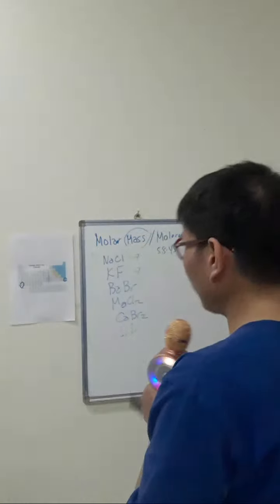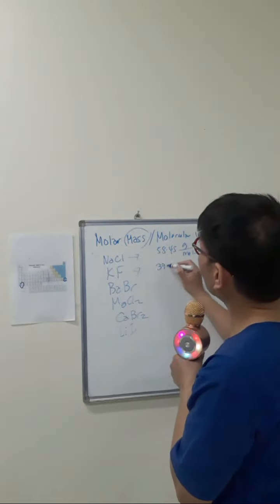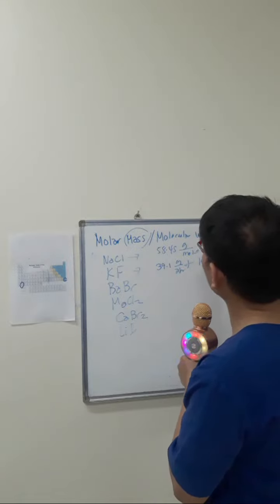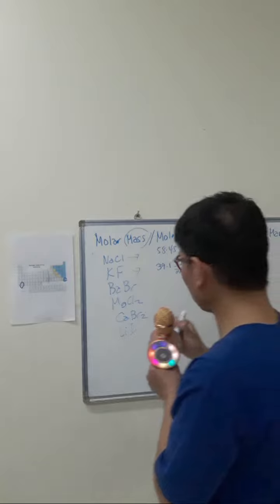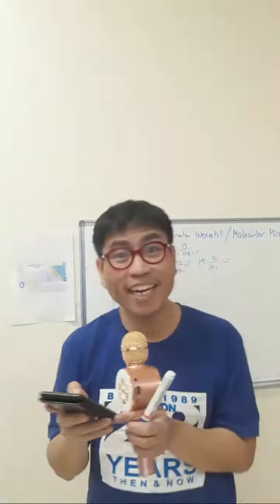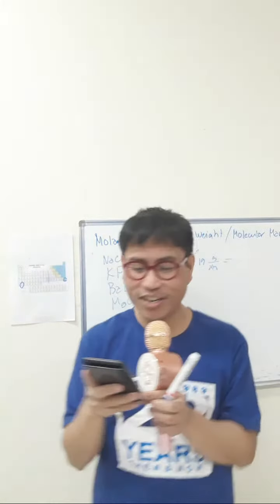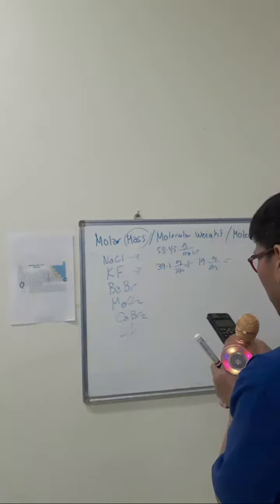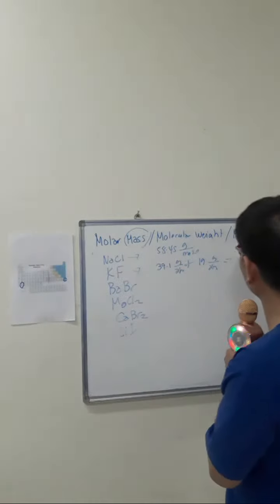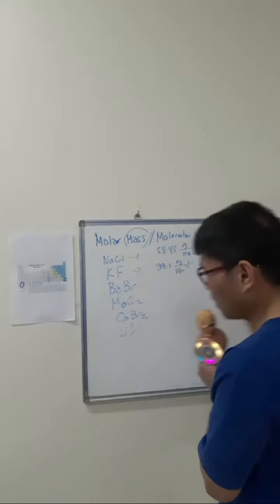So potassium. What is the atomic mass of potassium? 39.1 gram atom. And fluorine, 19 gram atom. How much? 39.1. We no longer need to look at the periodic table because we memorized. So 39.1 plus 19 equals 58.1, and then gram per mole.